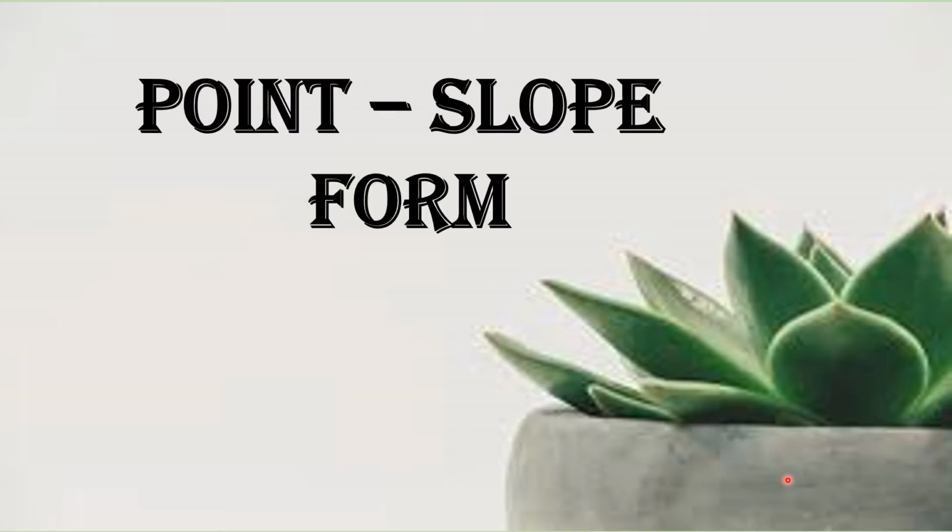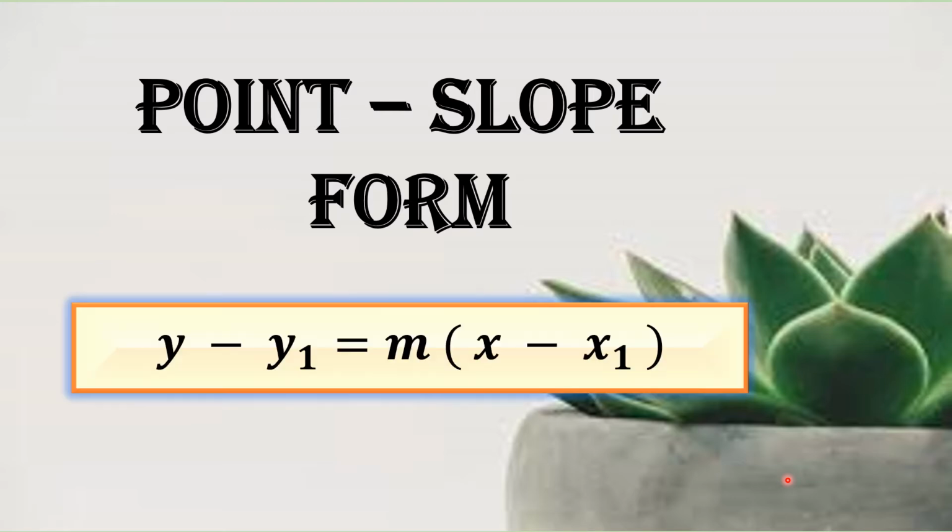Today, I'm going to discuss point-slope form. And the formula that we will use for this is simply y minus y sub 1 equals m times x minus x sub 1. Okay, so to understand better, let's have some examples.